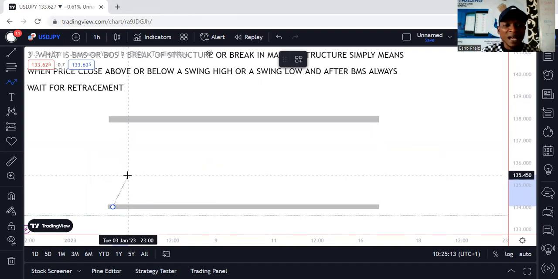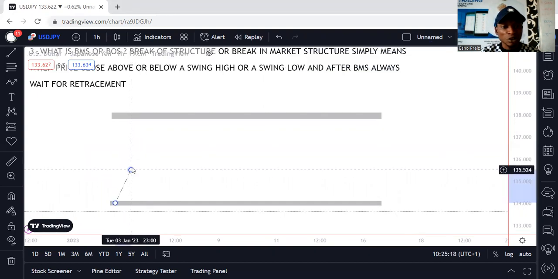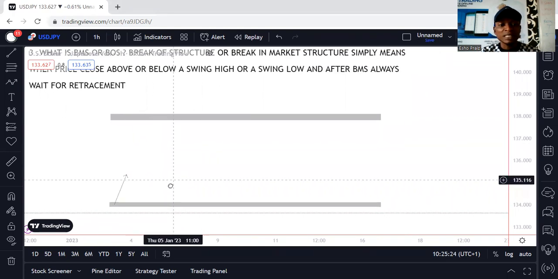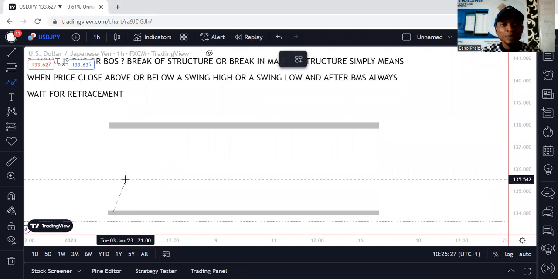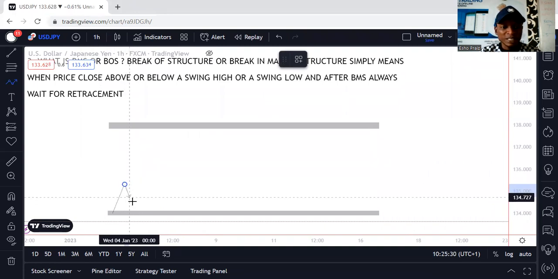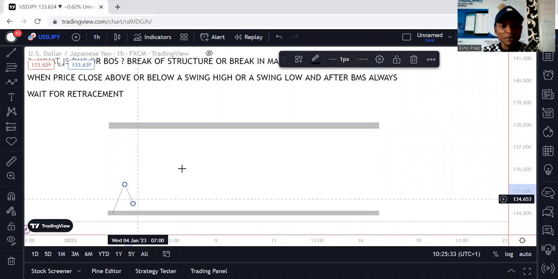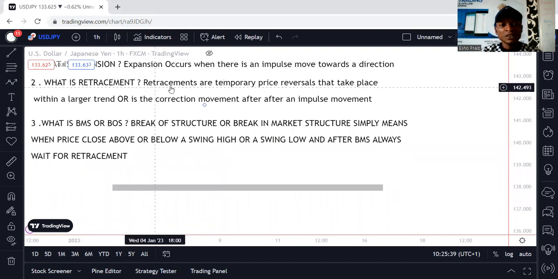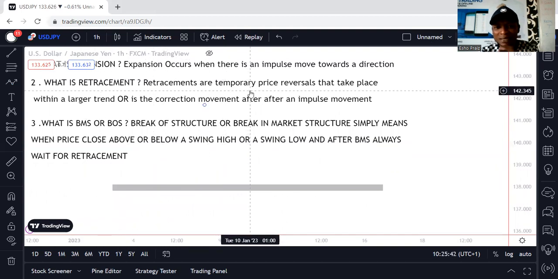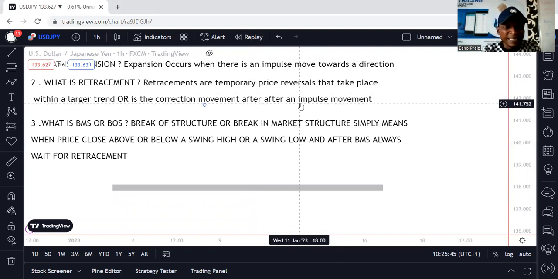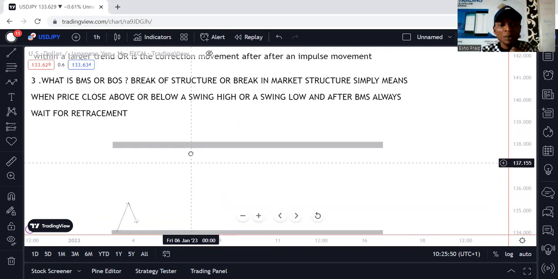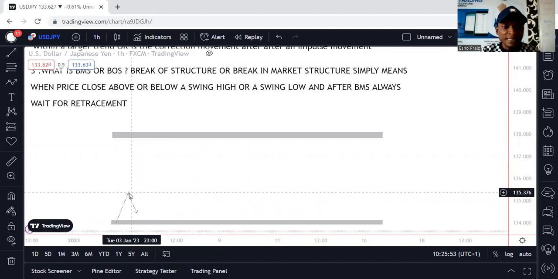So after an expansion, you can't expect the market to just be going up like this to the supply area. No, there will always be what? A retracement, which is a pullback. So we have expansion, then we have a correction, which is a retracement. Look at what I wrote here. A retracement is a temporary price reversal that takes place within a larger trend, or it is the correction movement after an impulse move. So when we are talking about expansion, this is expansion here.